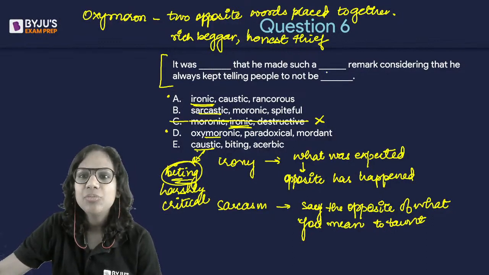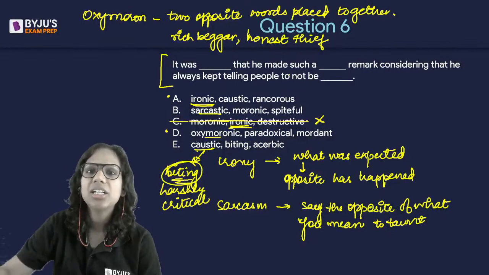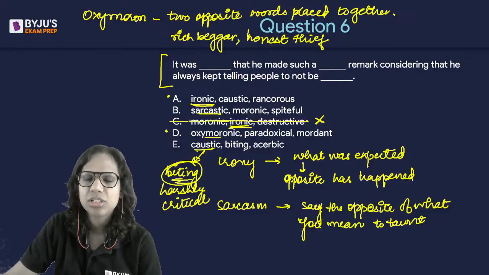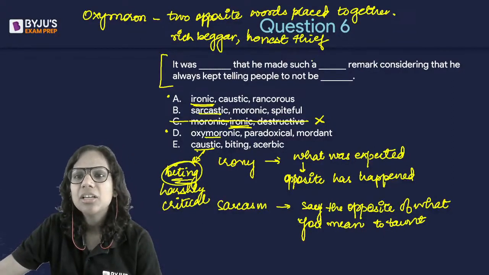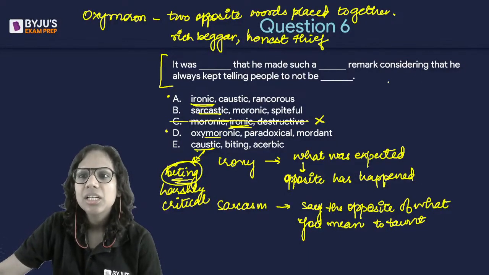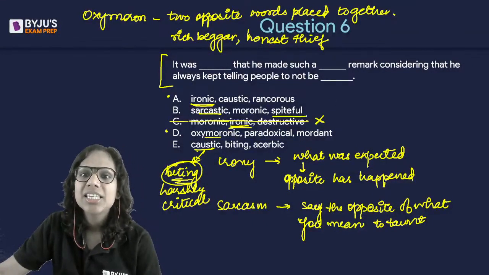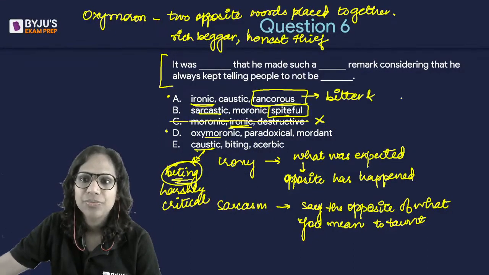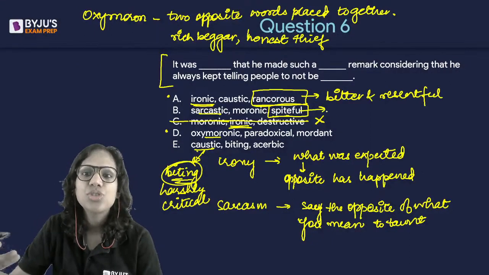So now he made such a harsh remark, considering that he always kept telling people to not be. So basically, you think it's a little hypocritical that he made a bad remark. See, all these words, caustic, oxymoronic, biting, show that the remark that has been made is not a very pleasant remark. So he made an unpleasant remark, and it's actually a little hypocritical or shocking, considering that he always kept telling people to not be, let's say, spiteful, to not be rancorous. When you're rancorous, you are bitter and resentful. When you're spiteful, again you are very resentful, you want to seek revenge.